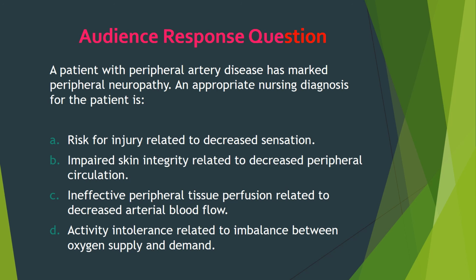Well, we haven't been told anything else other than the fact that he has marked peripheral neuropathy. So we know that he's at risk for injury related to decreased sensation. At the moment, we don't know that he has impaired skin integrity because we don't have any evidence that he has any kind of breakdown. We don't know that he has ineffective tissue perfusion because we haven't been told he has a decreased pulse. And we don't know if he has activity intolerance because we haven't been told that he has pain. So the only one we really have evidence for is A.